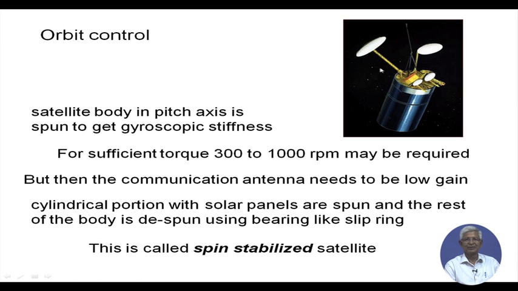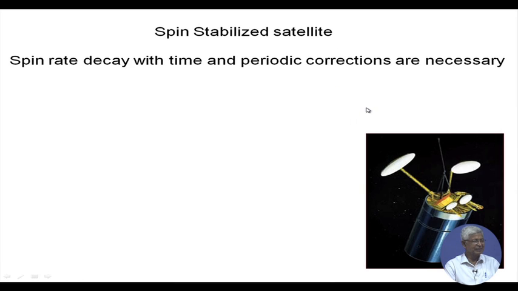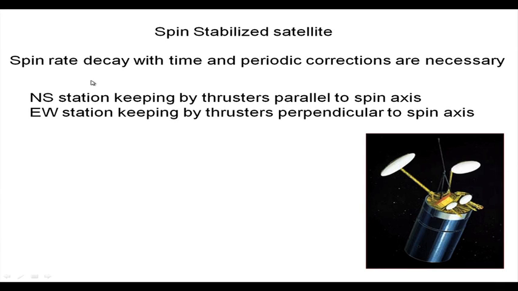Another disadvantage is, of course, the satellite structure which contains the antenna has to be mounted on a dispun arrangement with the satellite. So these two difficulties are to be overcome. Now in this, the spin rate can decay with time, and periodic corrections may be necessary. The north-south station keeping is done by the thrusters which are parallel to the spin axis, and east-west station keeping is done by thrusters perpendicular to the spin axis.